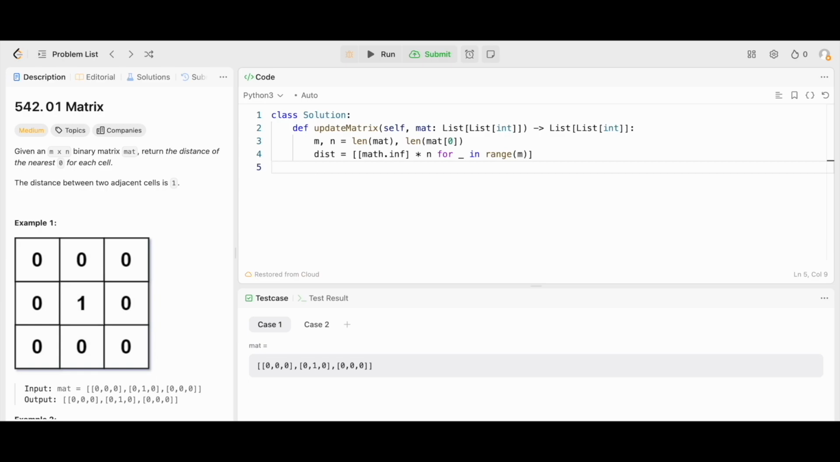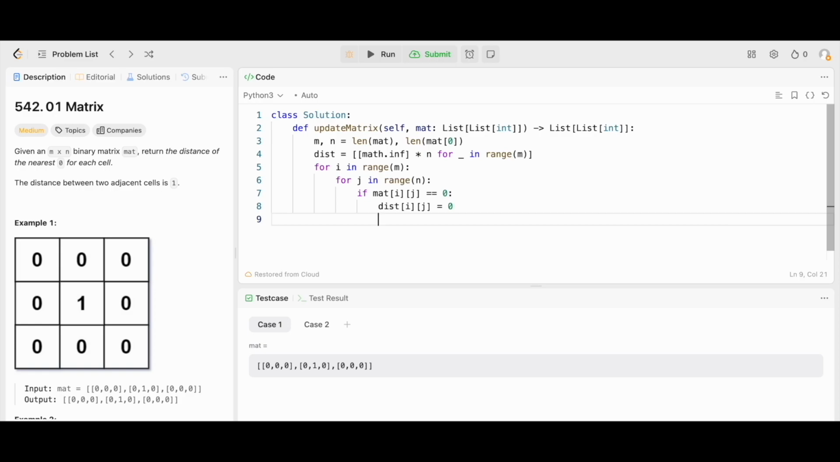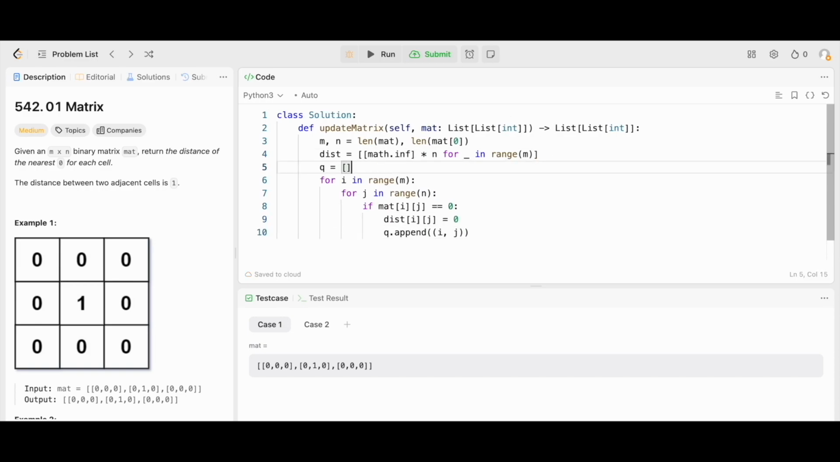And for each cell whose value is 0, we know the distance to the nearest 0 for those cells is 0 itself. So let's update those distances: for i in range m, j in range n, if matrix of i and j is equal to 0, then we update the distance to that cell as 0. And then we have to put all of these cells into a queue, because from these cells we'll be running BFS in parallel. So let's define a queue here.